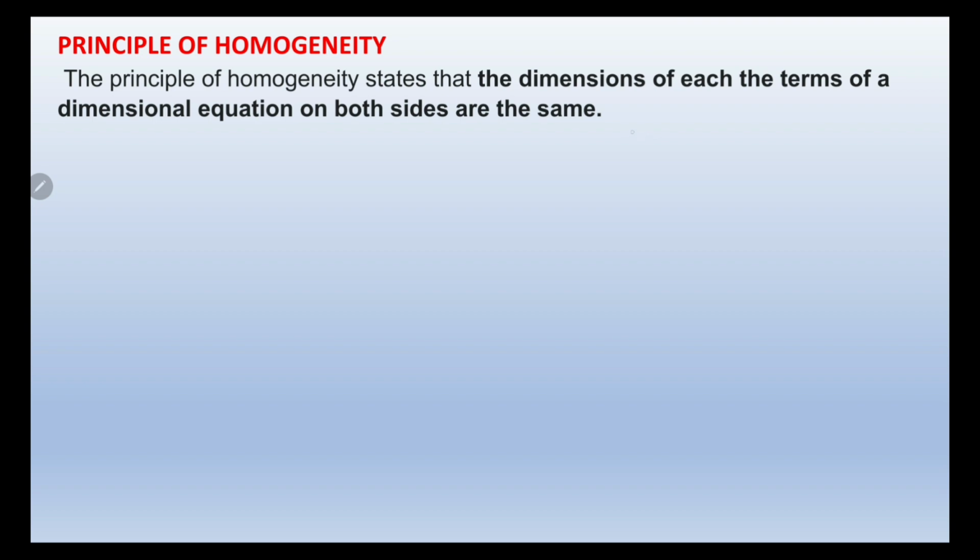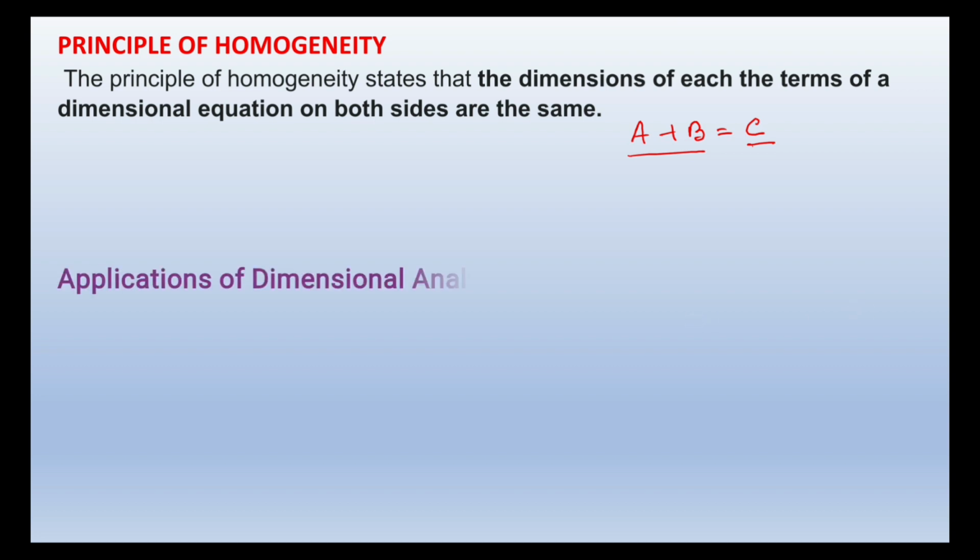So if we say that the equation is a plus b equals c, then the right hand side and the left hand side both have the same dimension. This is the principle of homogeneity. If the two sides of an equation formed by physical quantities have the same dimension, the equation is said to be correct. And this is the principle of dimensional homogeneity.